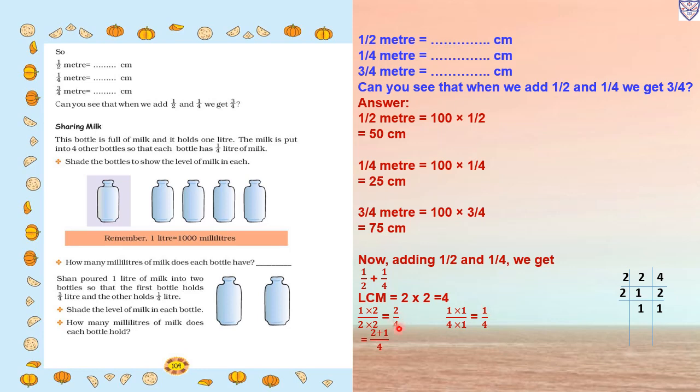So now the fractions become 2 upon 4 and 1 upon 4. So we will write the common denominator 4. So 2 plus 1, that is 3 upon 4. Hence on adding 1 upon 2 and 1 upon 4, we get 3 upon 4.